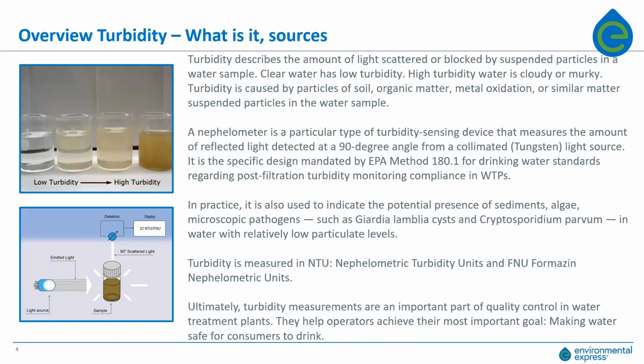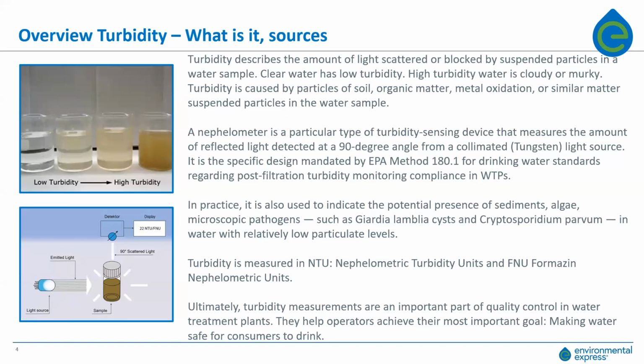So turbidity describes the amount of light scattered or blocked by suspended particles in the water sample. Clear water has low turbidity. High turbidity water is cloudy or murky. Turbidity is caused by particulates of soil, organic matter, metal oxidation, or similar matter suspended in the water sample.